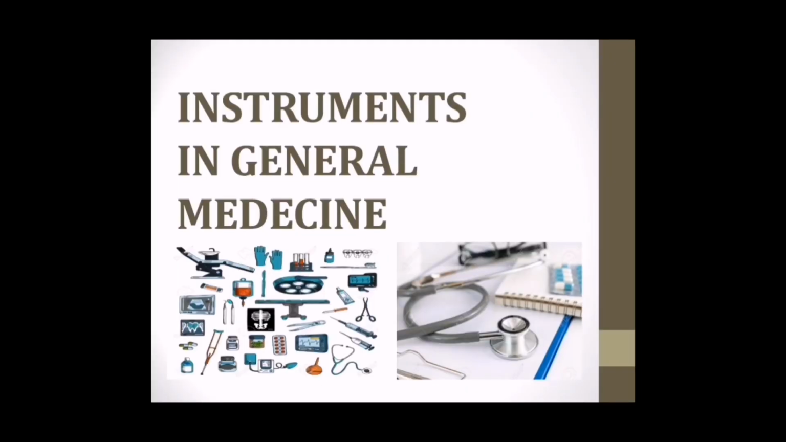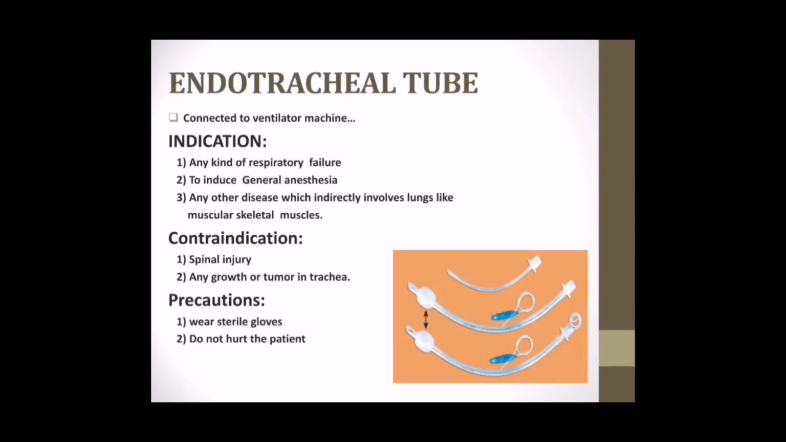Hello friends, today we are discussing some instruments used in general medicine. First of all, we have the endotracheal tube. It's connected to the ventilator machines. Indications for use are: number 1, any kind of respiratory failure. Number 2, to induce general anesthesia.